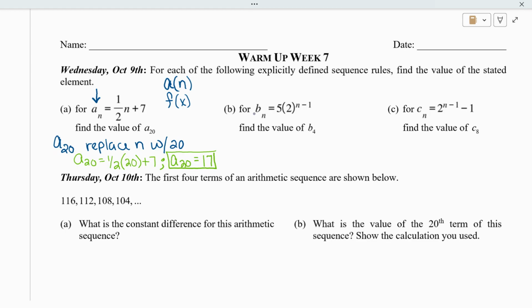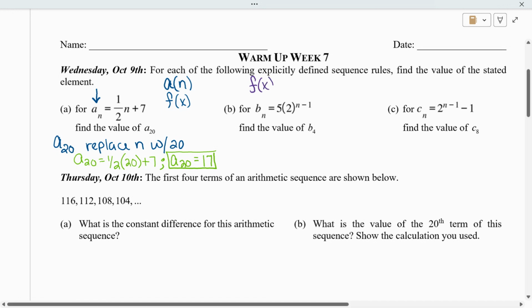Okay, so for the next one, we still have the same function. It's a sequence, so B sub n, which is no different than if I had written it like this, f of x, and we're doing B of 4, so that's the same thing as saying substitute in a 4 for the x. Only we're substituting in an n, replacing the n with the 4.